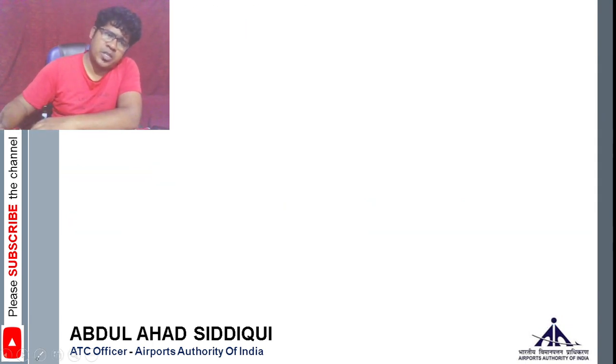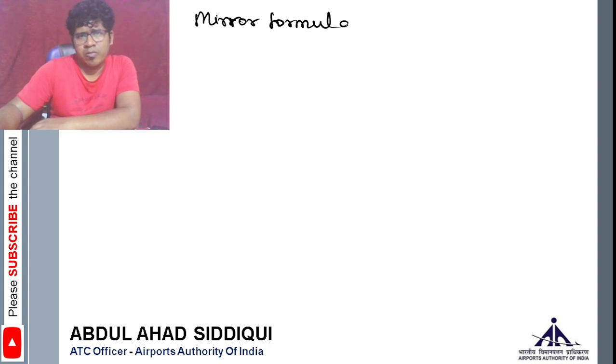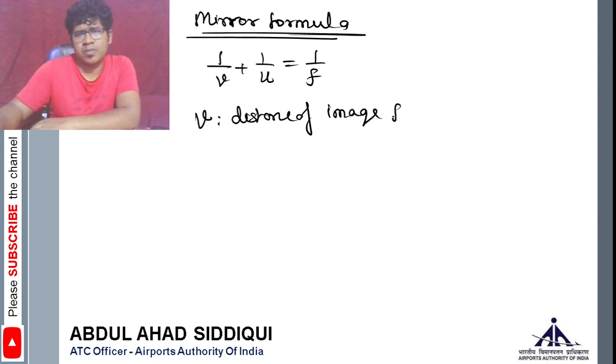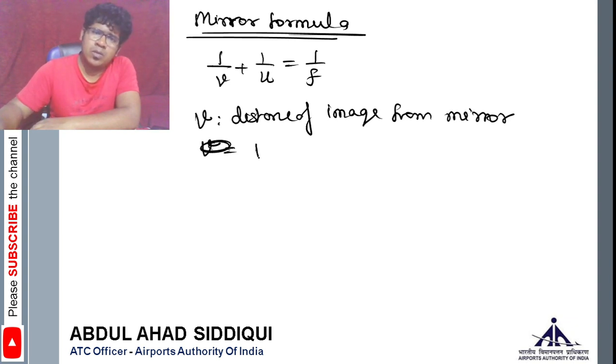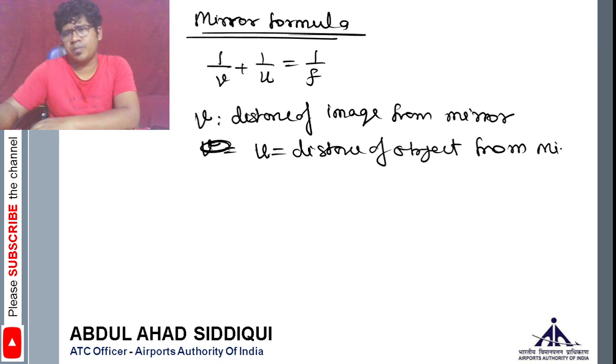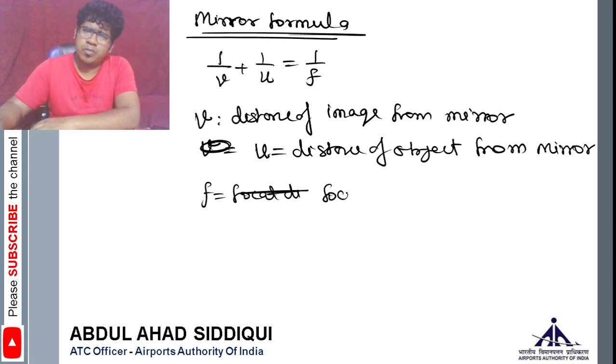Next thing is, guys, very important, the mirror formula, which is used for spherical and plane mirrors. The mirror formula is 1 upon v plus 1 upon u is equal to 1 upon f, where v is the distance of the image from the mirror, u is the distance of the object from the mirror, and f is the focal distance, the focus of the mirror.